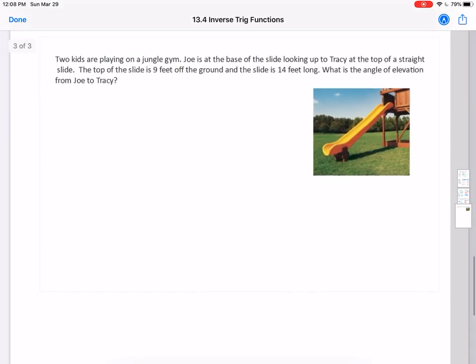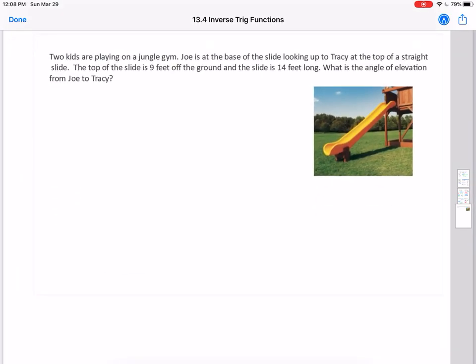Let's do one quick application problem. We have a slide, and we want to figure out the angle of elevation. So I have a hypotenuse of 14, and I have a height of 9, and I want to figure out theta value over here. Set up a trig ratio right now and see if you can find that, and then let's compare answers.